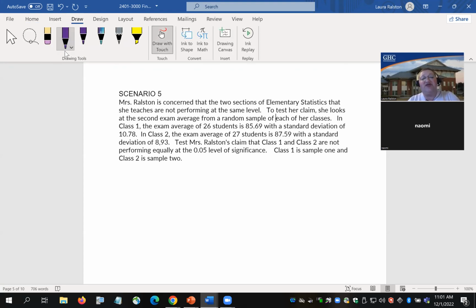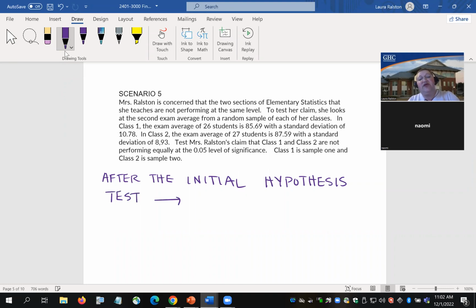So if you'll remember, Cohen's d is a post hoc test. So you would do this after the initial hypothesis test. Okay. And it's called a post hoc test. And we're going to do Cohen's d. Now you may need to refer back to one of the PowerPoints and one of the slides.